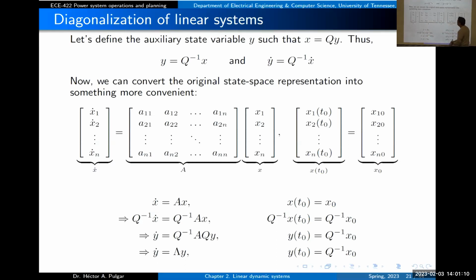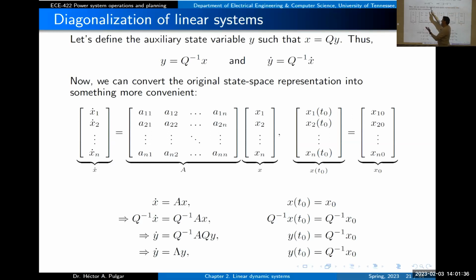And how we're going to do the transformation, we're going to define an alternative state variable y. We're going to convert x into y, by using this linear transformation. So we're going to transform y through the matrix Q and obtain x. Because Q is invertible, y is Q inverse x.